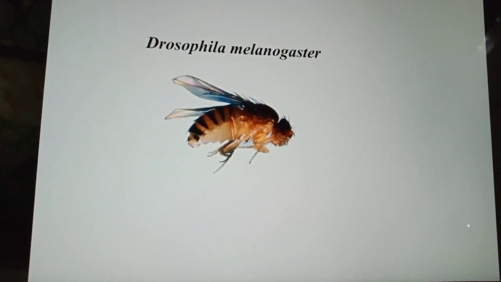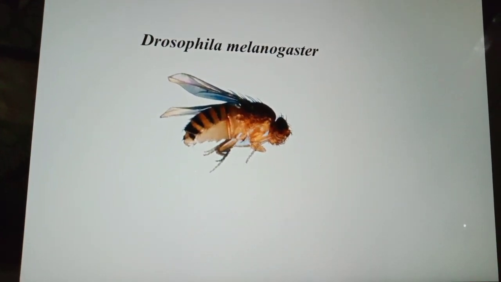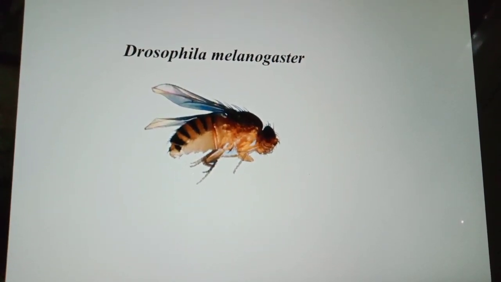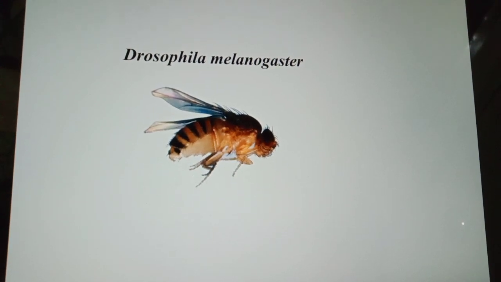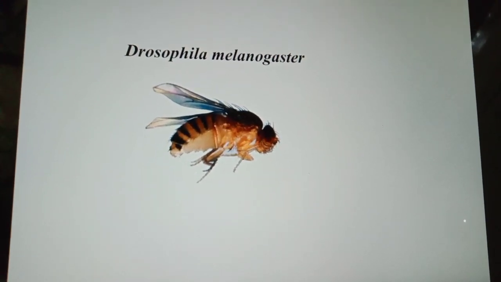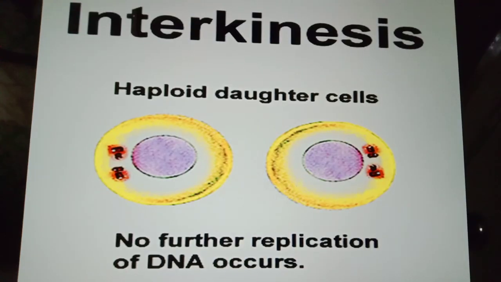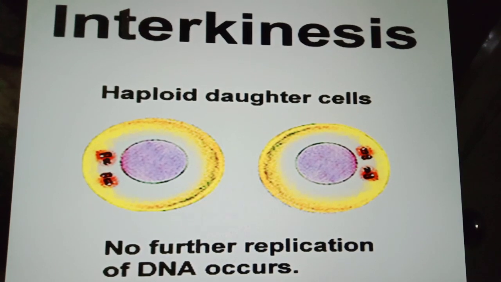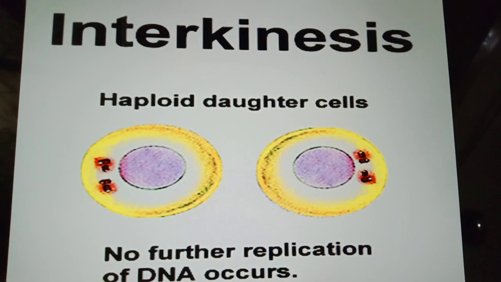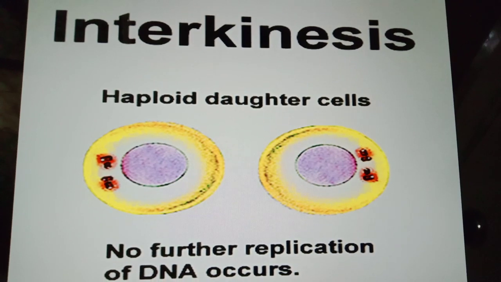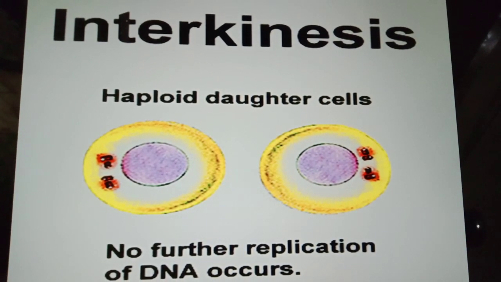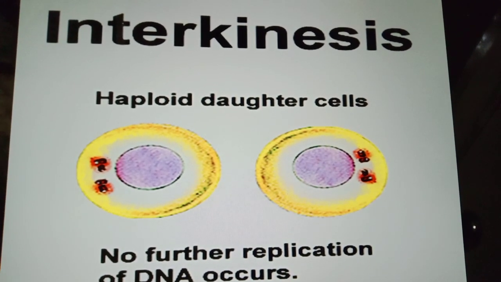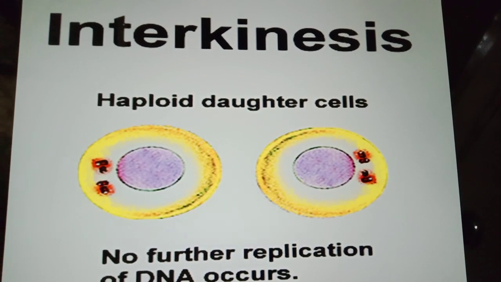In 1911, the American scientist Thomas Hunt Morgan observed the phenomenon of crossing over in the fruit fly Drosophila melanogaster. After meiosis 1, both haploid daughter cells enter a period of rest known as interkinesis or interphase 2. Interphase 2 is different from the interphase of mitosis and meiosis 1. There is no S phase, so there is no duplication of chromosomes during this stage.